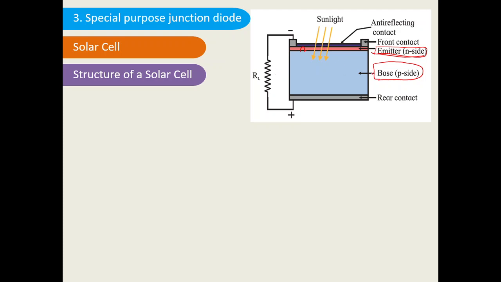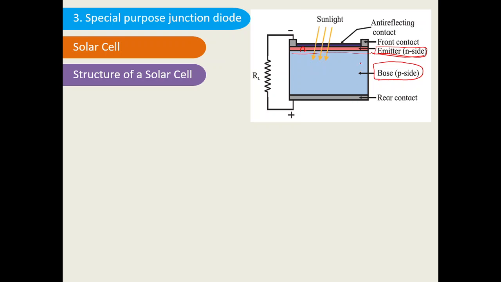Now see, the area of the p side is very high, but the area of the n side is very less. This is the depletion region. You can say that the length of the depletion region is very high because p-type impurities are doped on one side and n-type impurities on the other side, and because of this, the length of the depletion region is very high compared to the normal one.